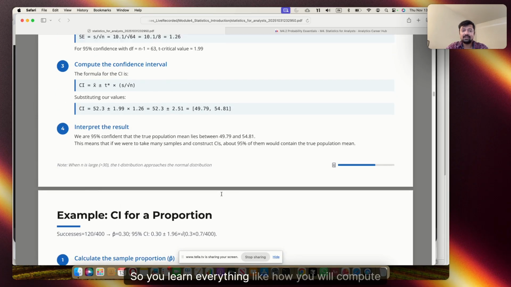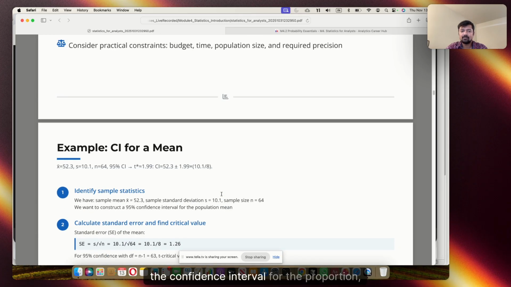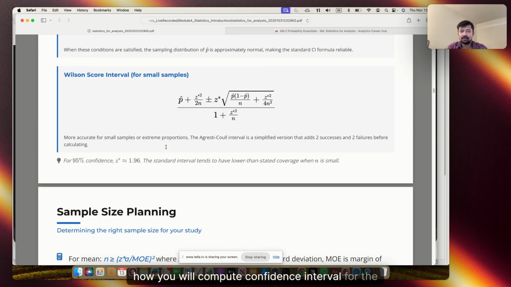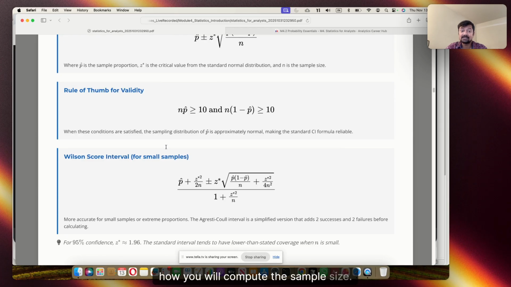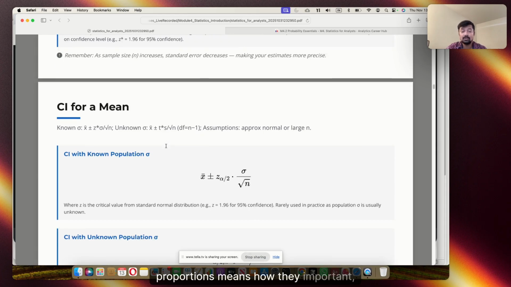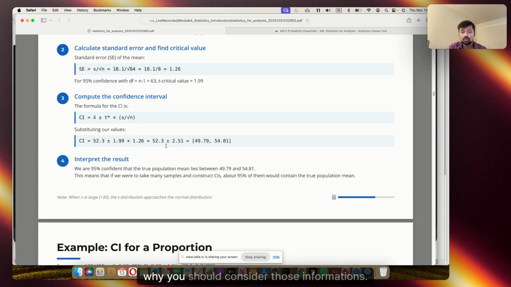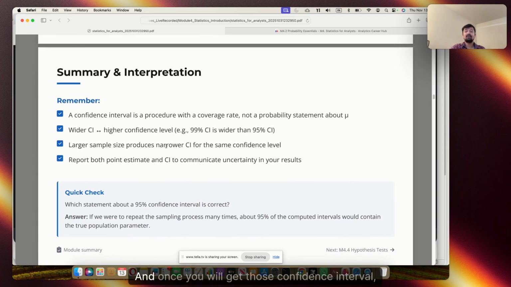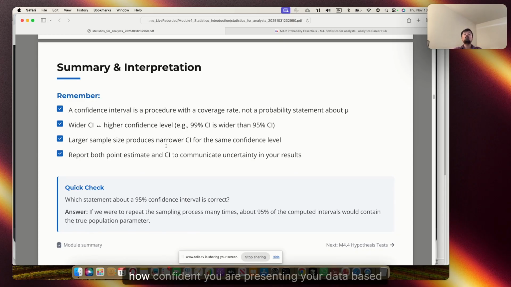So you learned everything: how to compute the confidence interval for the proportion, how to compute the confidence interval for the mean, and how to compute the sample size. We discussed confidence intervals for proportions and means, why they are important, and why you should consider this information. Once you have those confidence intervals, you can see how confident you are in presenting your data based on the samples that you have utilized.